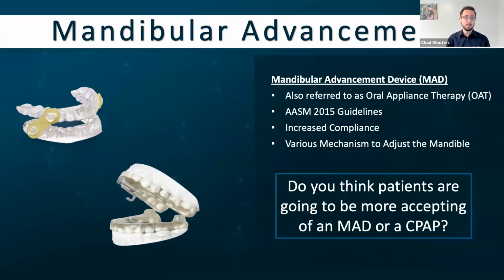When we look at what that means for patients, if you guys want to check out the American Academy of Sleep Medicine's guidelines in 2015, they say that oral appliance can be given as a first line of treatment for those mild to moderate patients. And there are various mechanisms in which that can be done. So the question we pose to you is, do you think that patients are going to be more accepting of a mandibular advancement device or a CPAP?